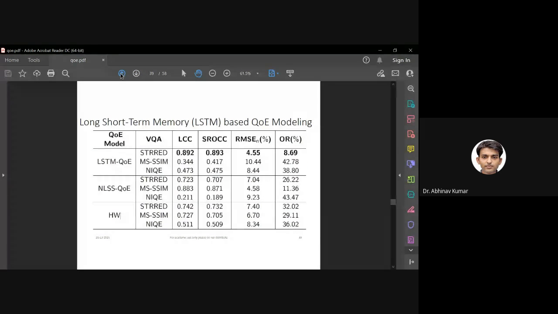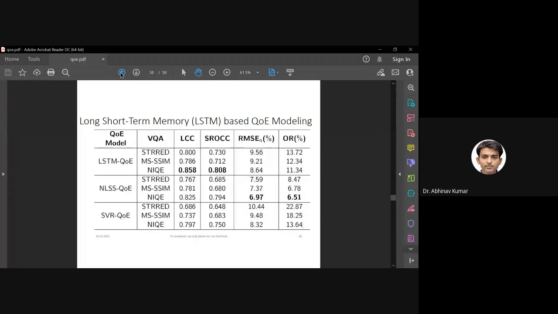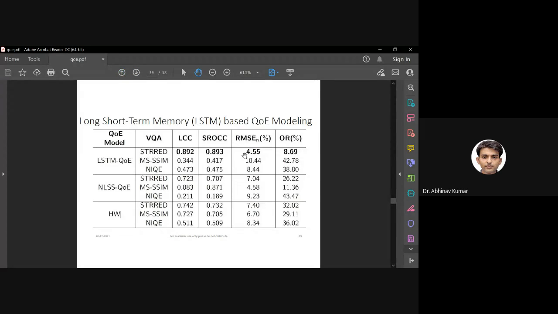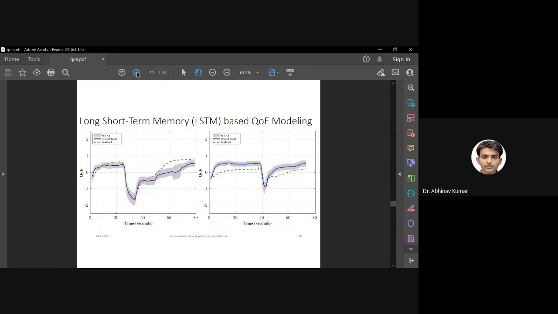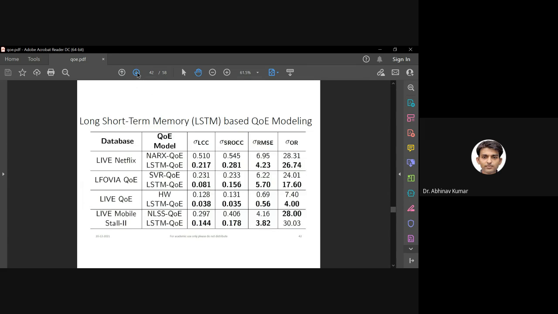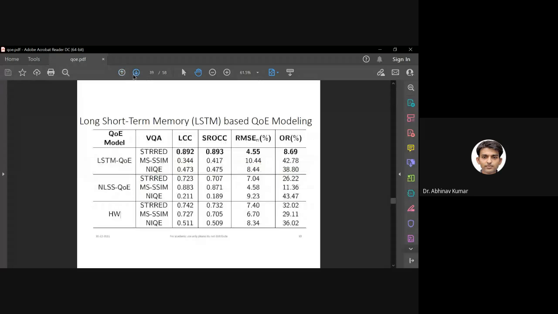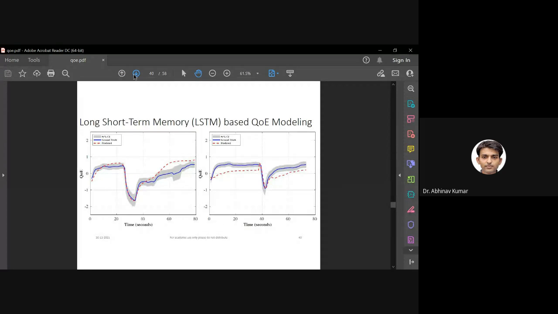So we performed comparison across all of them, and we were able to show that either it is the state-of-the-art model for a database, or at least it is competitive enough to be state-of-the-art for certain VQA metrics, right, across different types of databases. The same thing is highlighted here in terms of the predictions compared to the ground truths, and just to highlight how it very accurately captures the QoE during rebuffering instances also, right? And again, this is for various databases. We're able to show how the performance of the proposed LSTM model was really good.